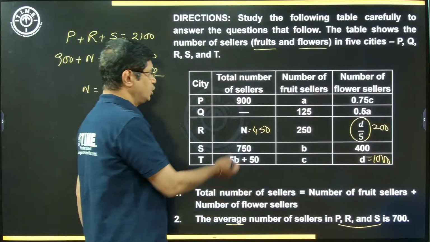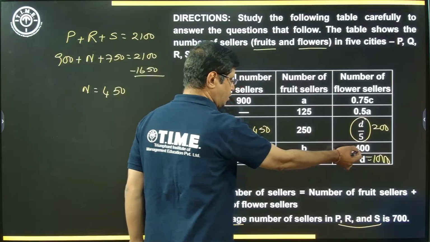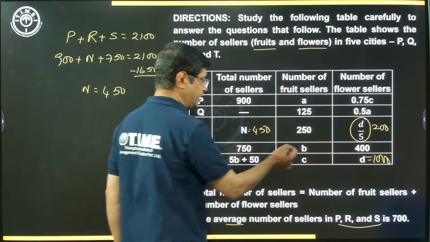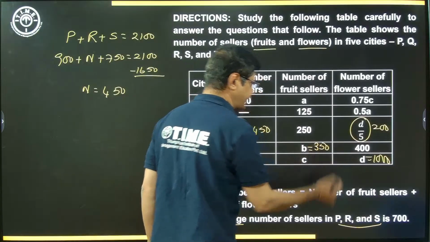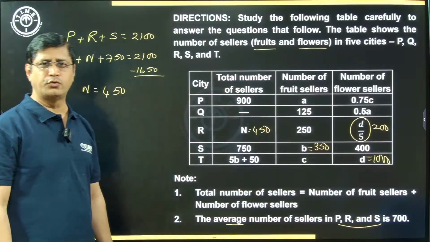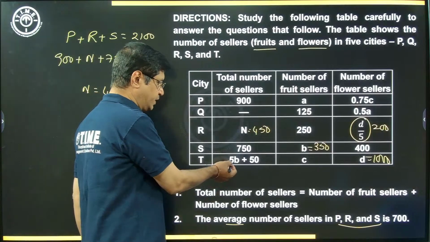Dear students, total sellers is 750, flower sellers are 400. Subtract 400 from 750, it will give the value of B. The value of B is equal to 350. 750 minus 400.